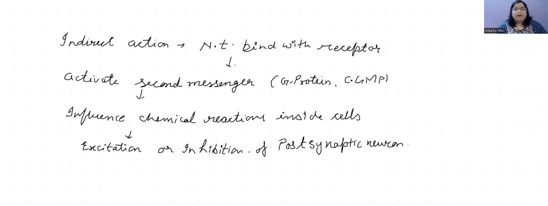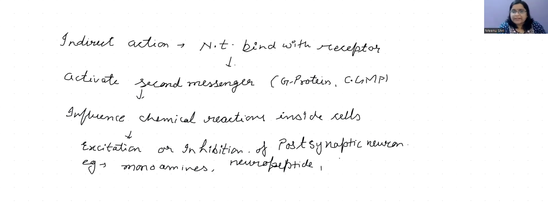Many neurotransmitters act like that, for example monoamines and neuropeptides. Carbon monoxide also behaves like an indirect action. Okay, so this is the complete mechanism of action of the neurotransmitters.